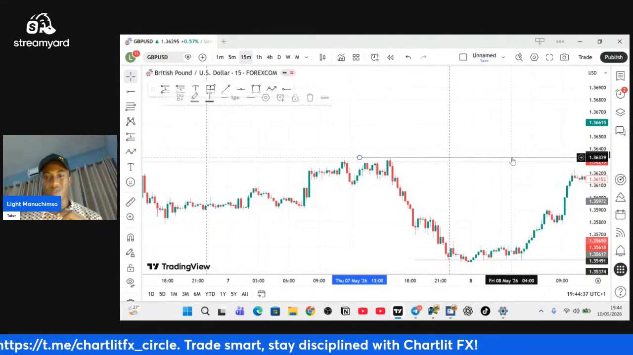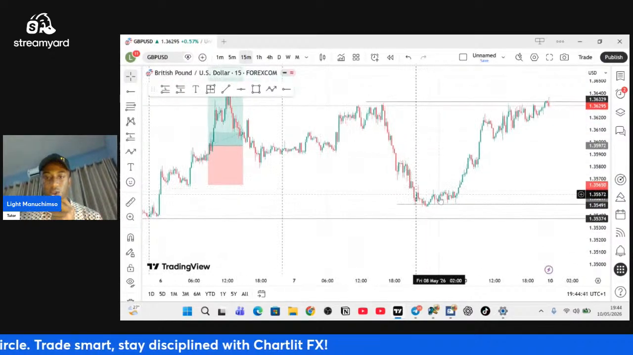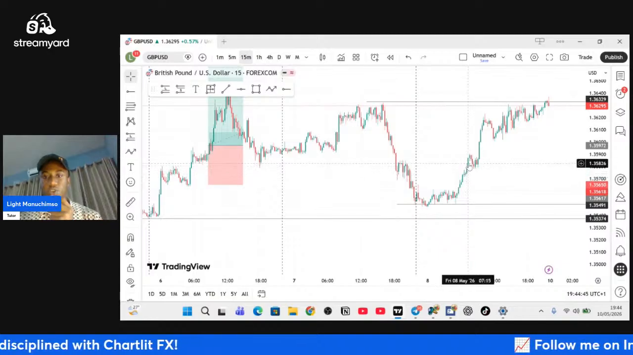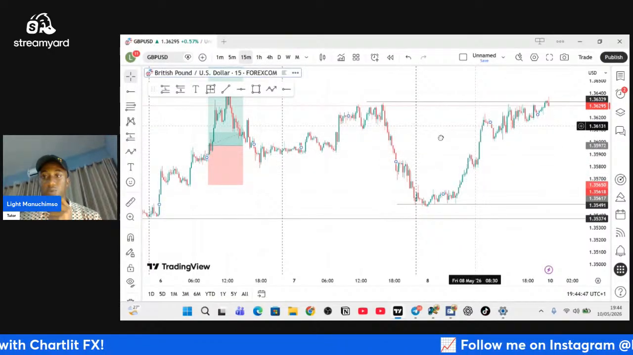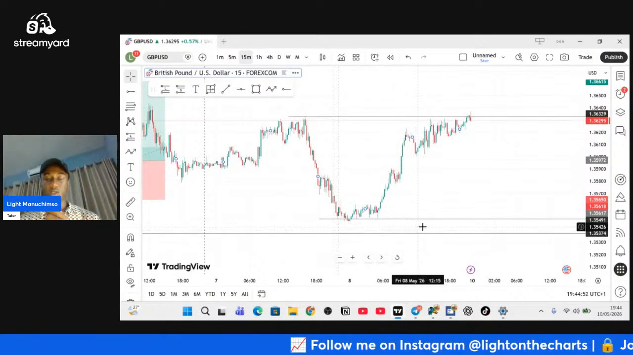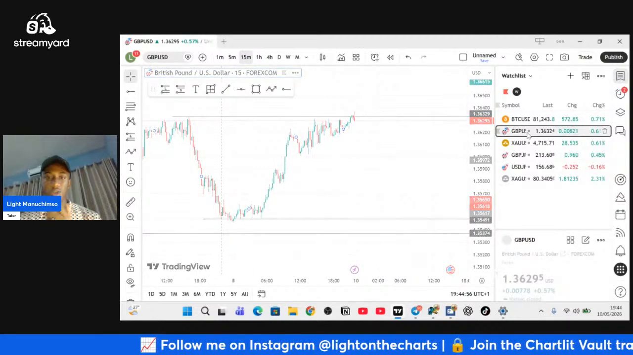Now, what does price do? Price always sweeps liquidity to liquidity, right? We got here, grabbed enough liquidity, pushed up, and eventually came here to sweep this high. The market closed for Friday. So that is it. So let me show you guys.